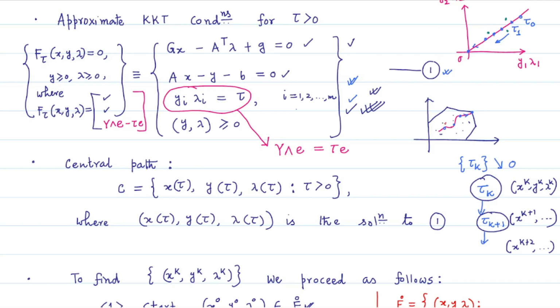We start from some x naught, y naught, lambda naught. Then the next iterative point is somewhere over here. The next will be somewhere over here. So in this manner you will crudely follow the central path, and ultimately you will reach the solution point. It is expected that we are reaching the optimum solution point.